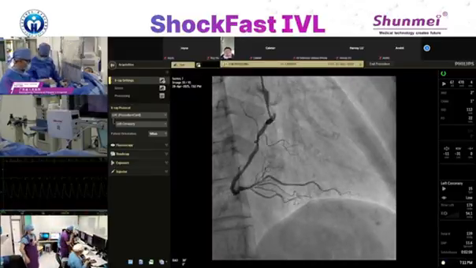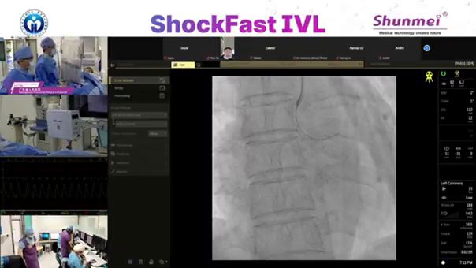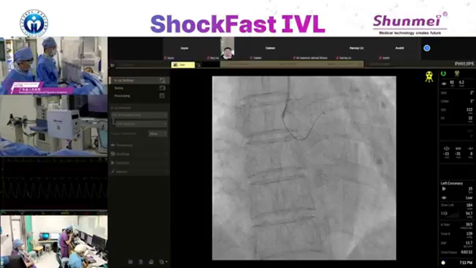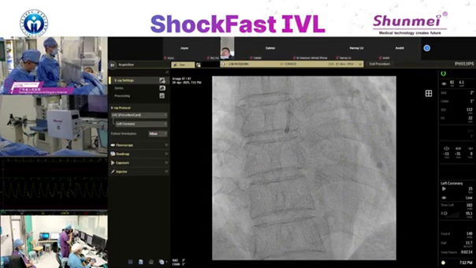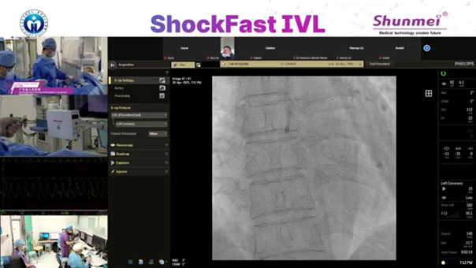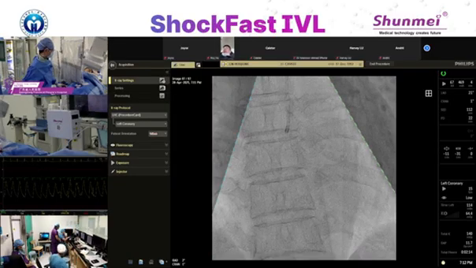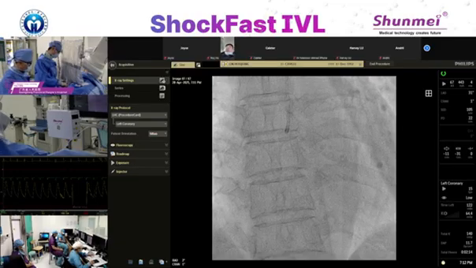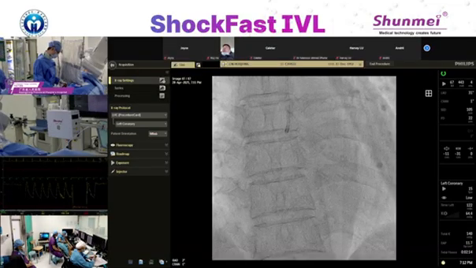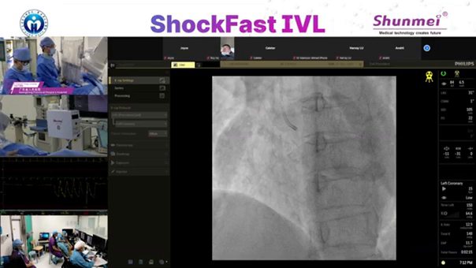I just deliver a short tip AL1 and plus L, SAL1. That's the regular guiding catheter we use for transradial access, right coronary artery intervention.